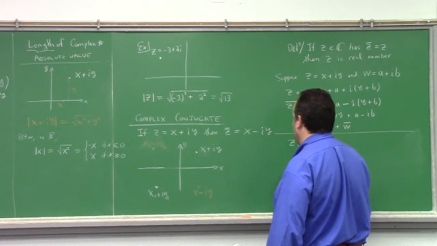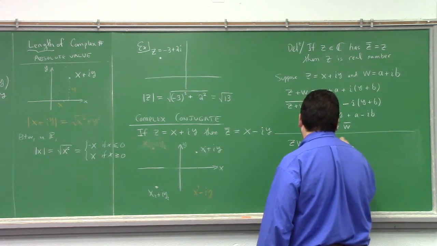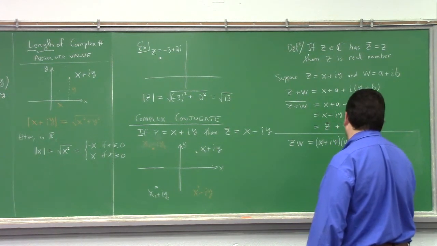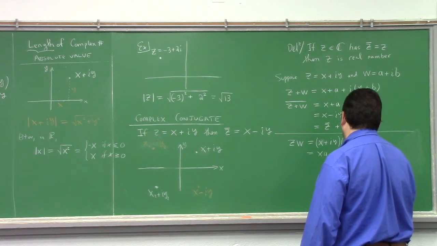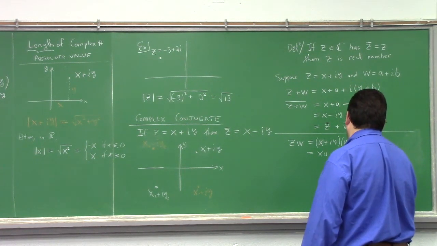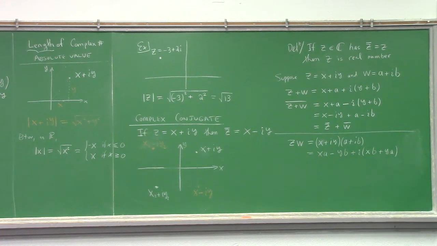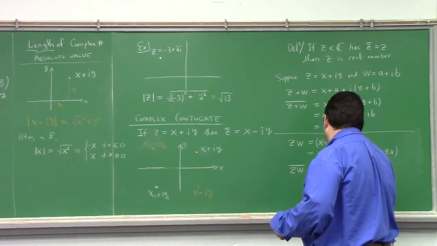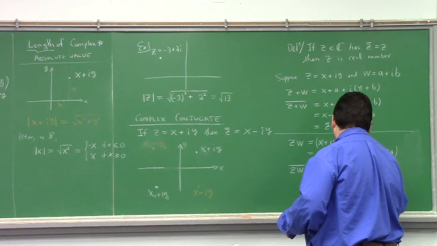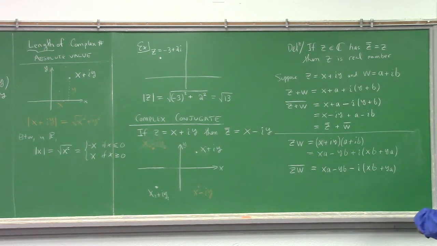z times w, right? So that's x plus iy times a plus ib. Multiply that out, you've got xa minus yb plus i times xb plus ya. So that's the product of z times w. What's the conjugate of zw? The complex conjugate of all of that, of course, is the same thing, but minus the imaginary part, right?